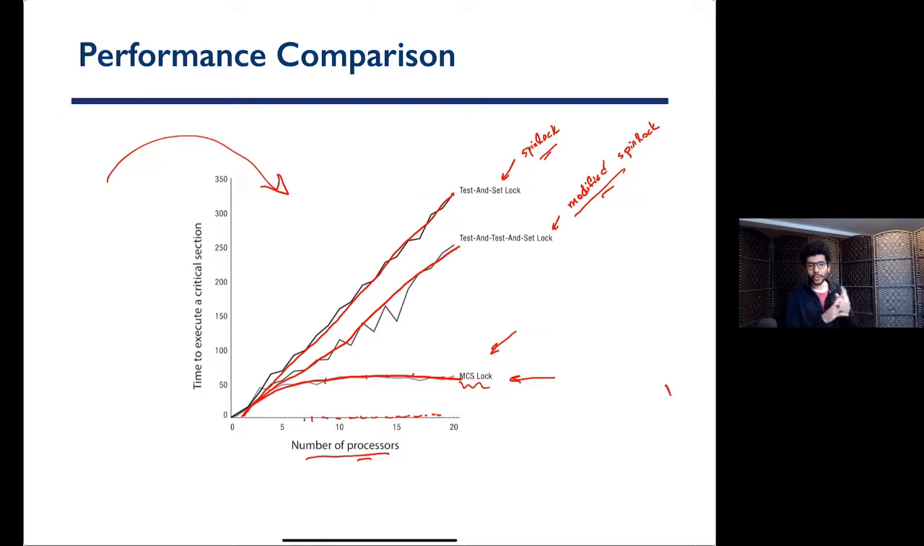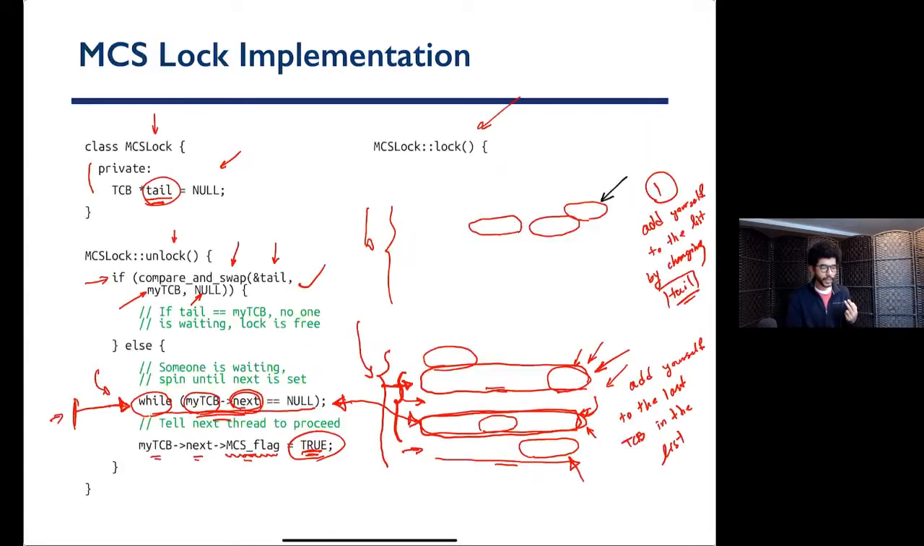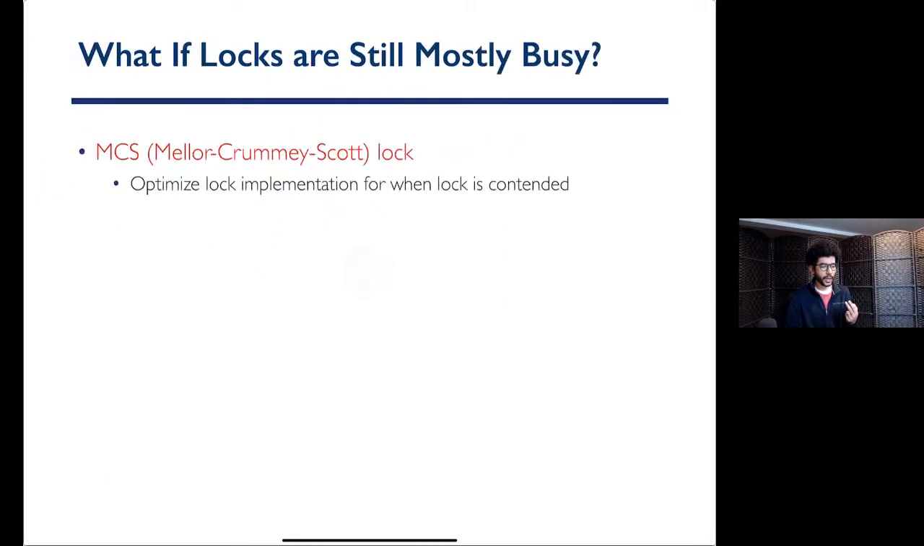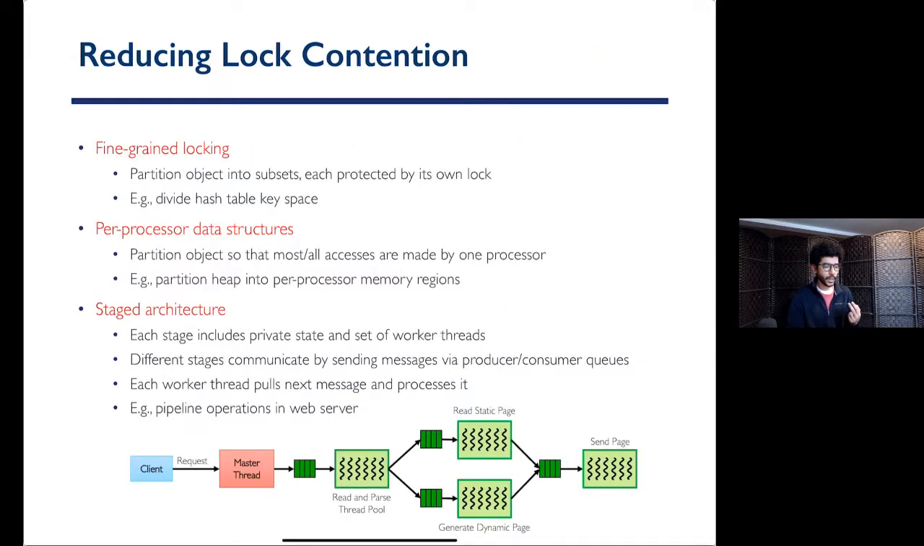And there you should think about fine-grained locking, maybe switch to lock-free. Basically go through all these suggestions here first. Can you do fine-grained locking? Can you do per processor data structures? Can you actually have a staged architecture? That should be your first option.